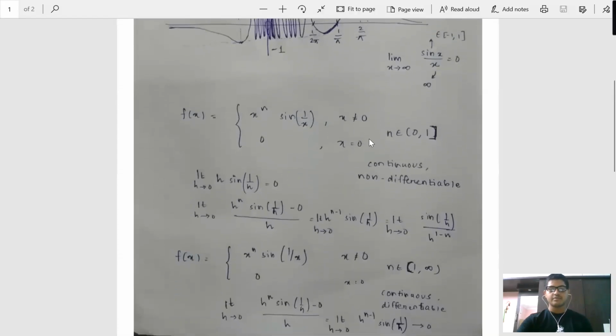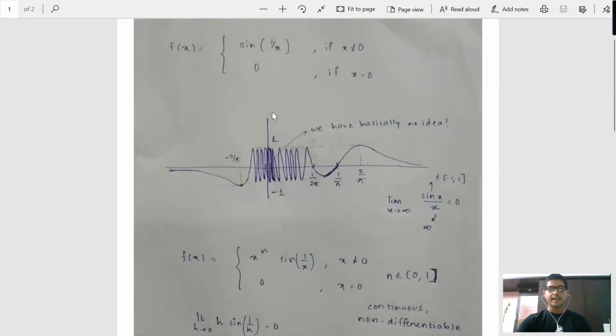Here there are two important points. One is this: f(x) is equal to x to the power n sin(1/x) when x not equal to 0, and 0 when x equal to 0. Nearly similar format to the above thing.